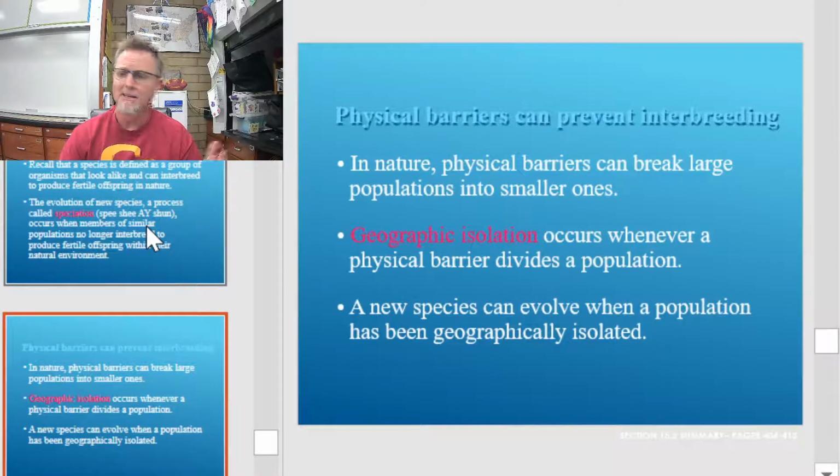Once divided, natural selection plays out ever so slightly differently in the two different geographic locations. That can change the population over time, so much so that if you were to bring the individuals from those two separate populations back together, they might look at each other and go, I don't even recognize you, and want to have nothing to do with each other. All right. So that's speciation through geographic isolation.